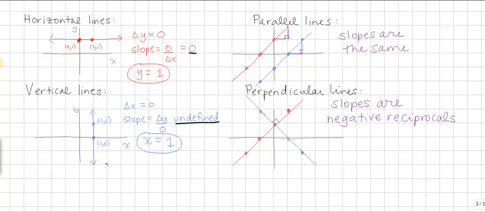These two special cases of lines, however, the equations are most easily quantified by which part's the same. Here the y-coordinates are all the same, here the x-coordinates are all the same, so y equals the y-coordinate, that's the equation of a horizontal line, and x equals the x-coordinate is the equation of a vertical line.